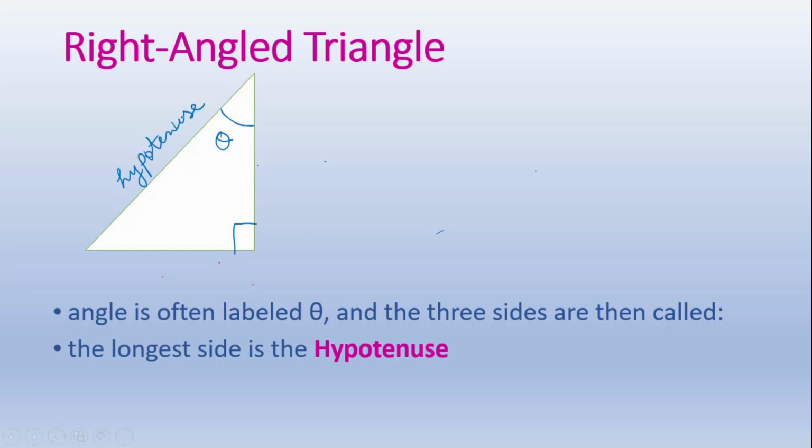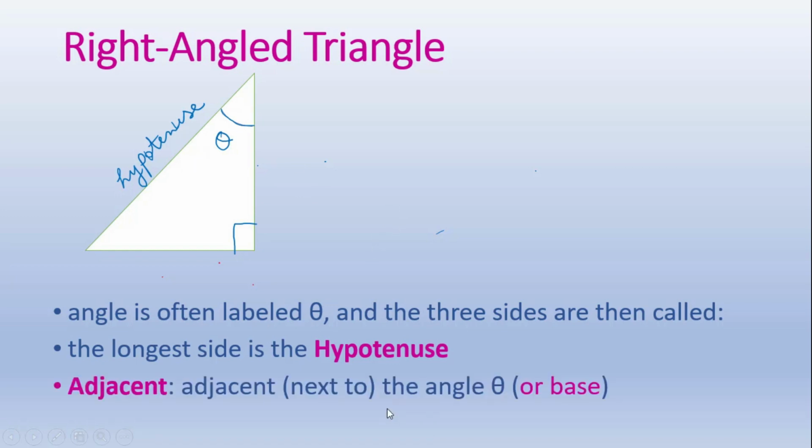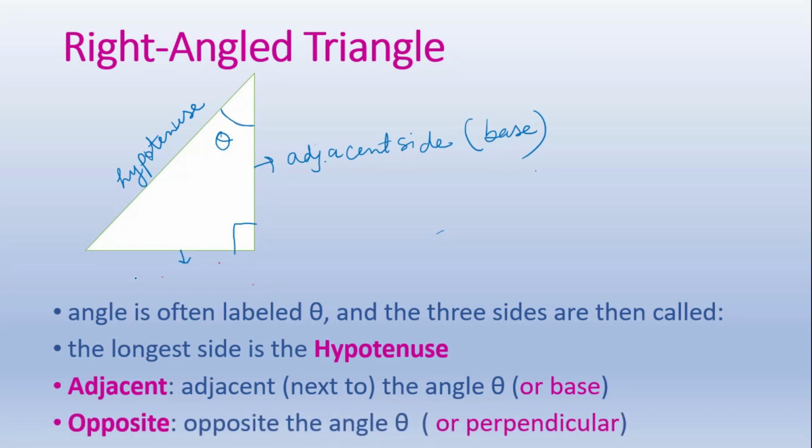Now let's see the other sides. The side next to the angle is known as the adjacent side or the base. So this side is the adjacent side, or you can also call it your base. Now the other side, this side, is known as the opposite side. The side opposite to the angle is known as the opposite side.